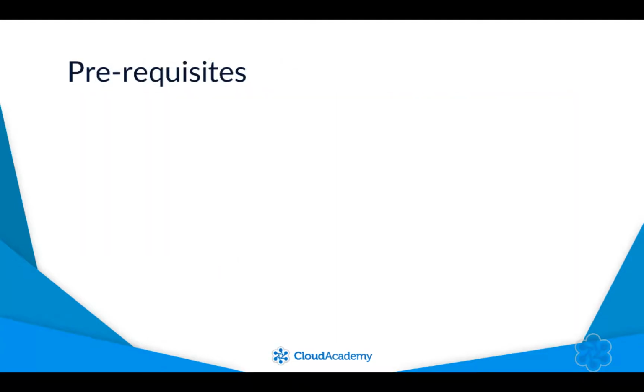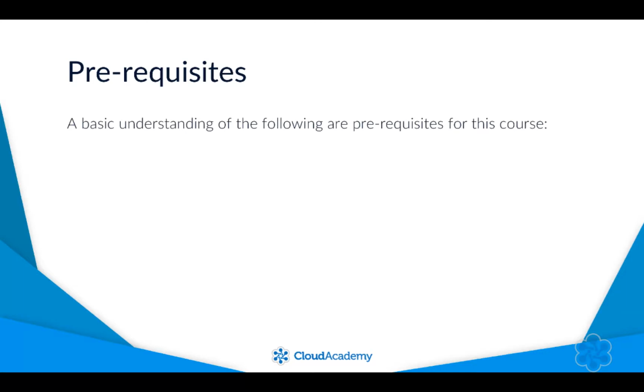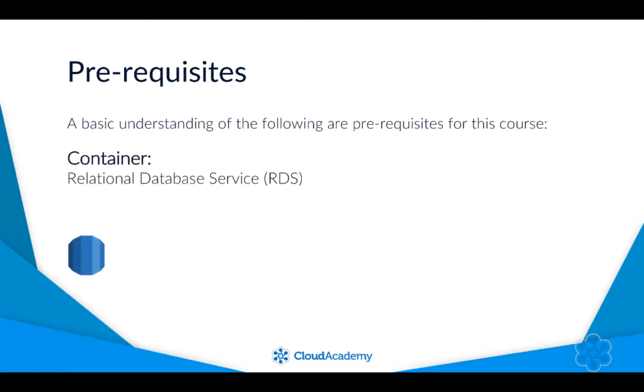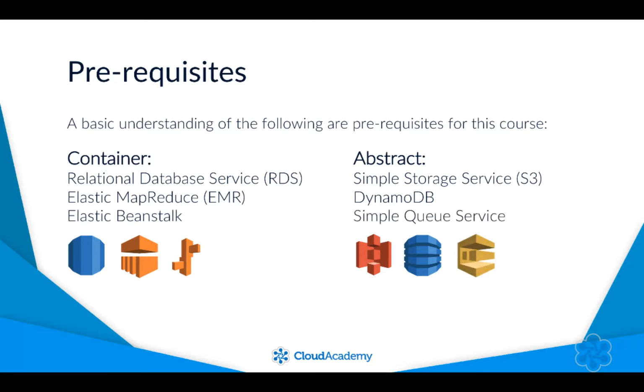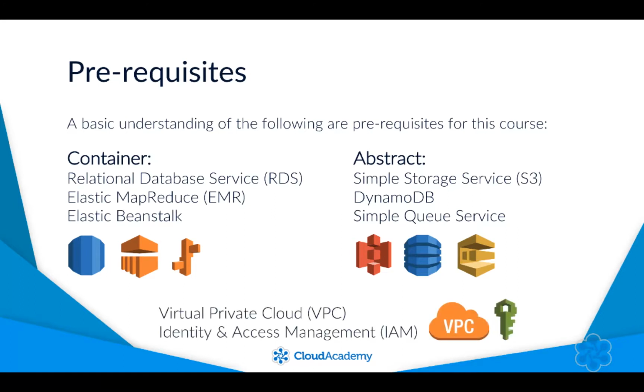During this course, I will cover some of the common services under container and abstract services. As these are discussed, it will help to have a basic level of understanding of these services, but it's not imperative to understand the details. With container services, we'll be looking at RDS, EMR and Elastic Beanstalk. For abstract services, we'll be looking at S3, DynamoDB and SQS. In addition to these services, a basic understanding of the following is also recommended: VPCs and IAM.